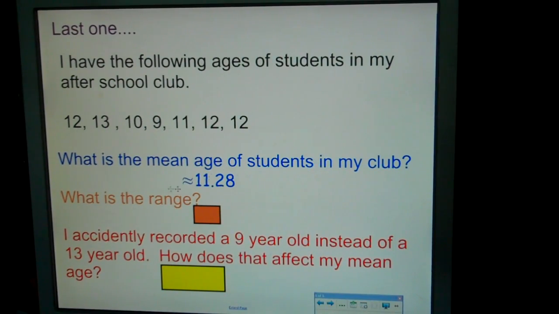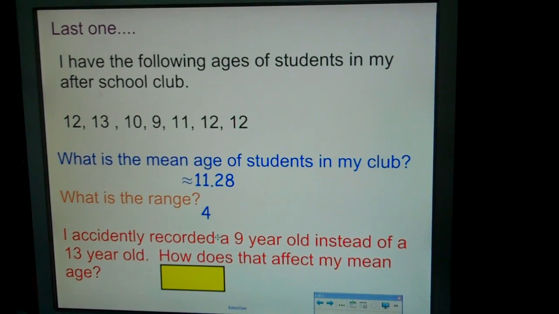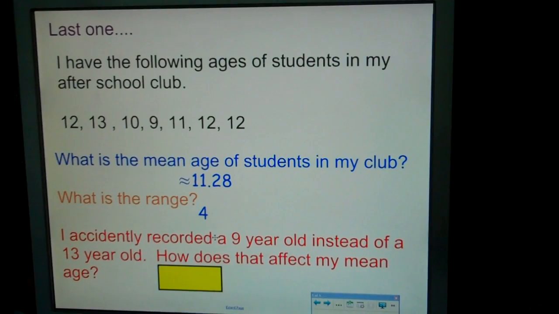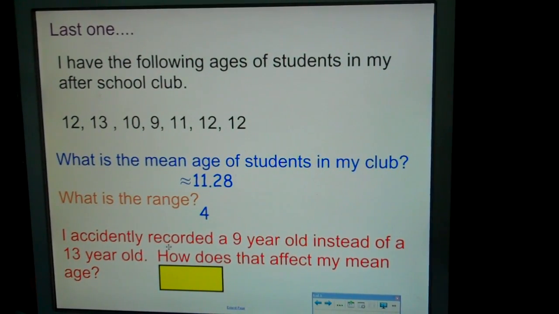The mean age was about 11.28, so about 11 years old is in my after-school club. What's the range between the high and the low? What's the difference that separates my youngest child from my oldest child? 4, okay, right? Oh yeah, 13 minus 9, I'm okay. 13 minus 9. All right, but now, I get to this question.